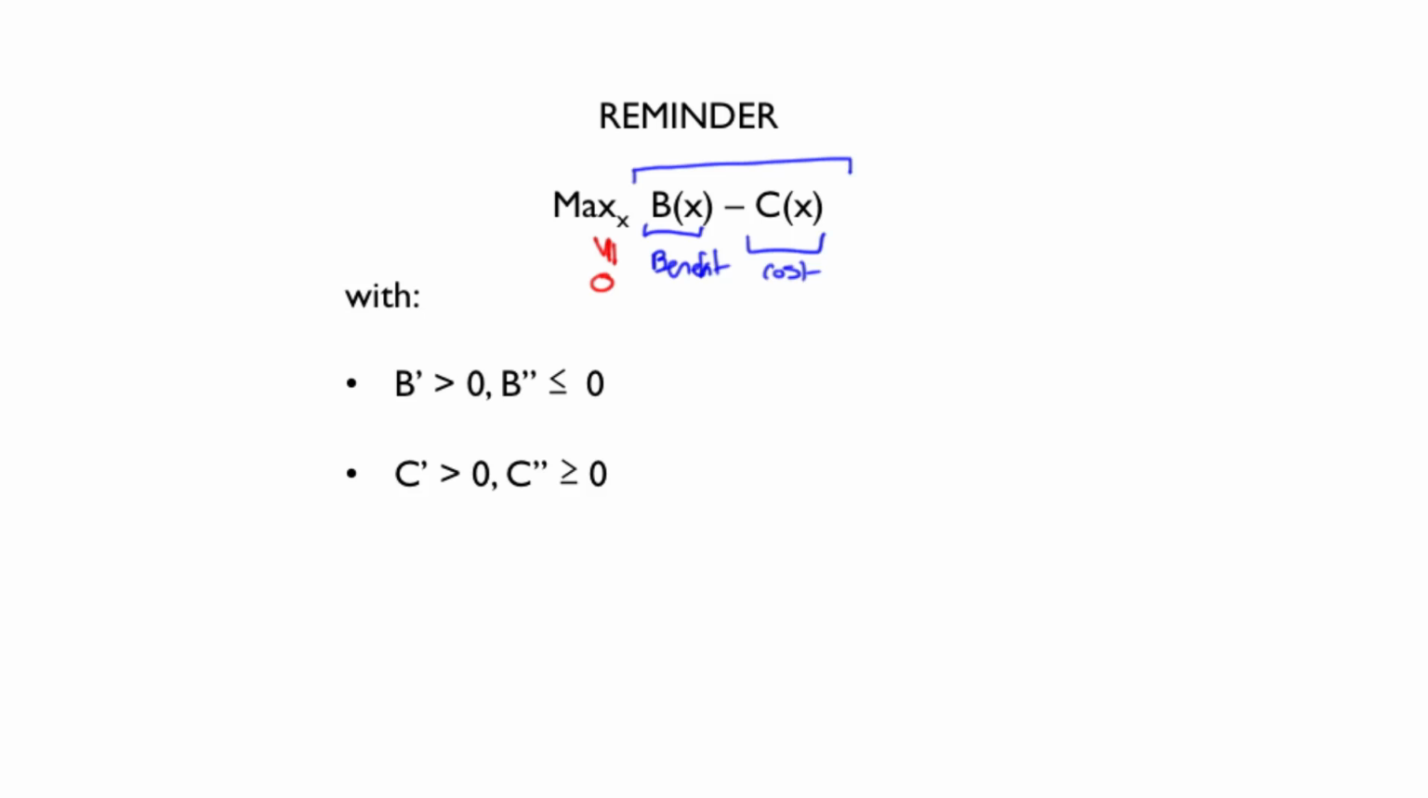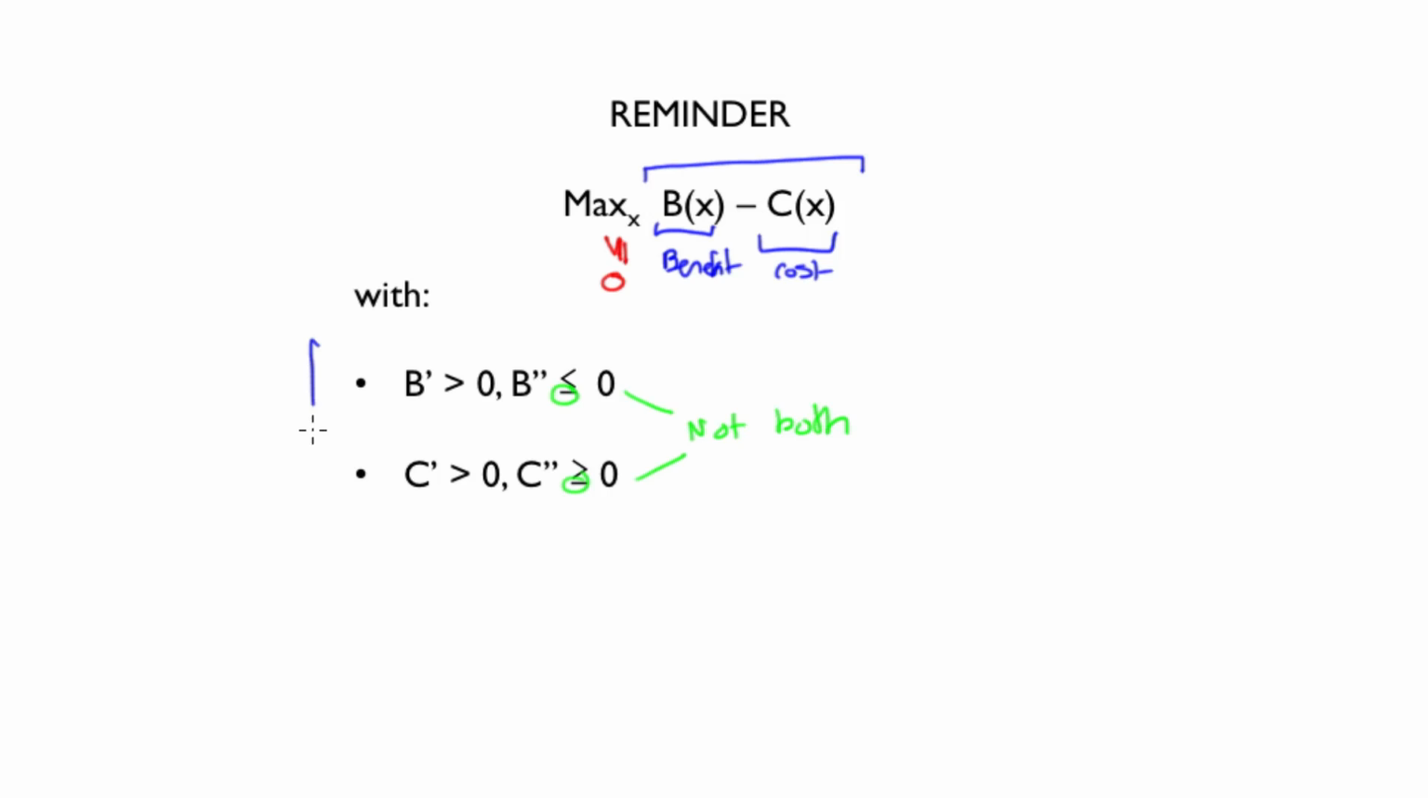And last but not least, we have seen, and we will continue to see, that in many examples, the benefit and the cost function satisfy the following properties. Benefits increase with X, in other words, the marginal benefit is positive, but the derivative of the marginal benefit, or the second derivative of the benefit, is less or equal than 0. The cost function increases with X, so the marginal cost is positive. The derivative of the marginal cost, i.e. the second derivative, is non-negative. And furthermore, it is not the case that both are equal to 0.